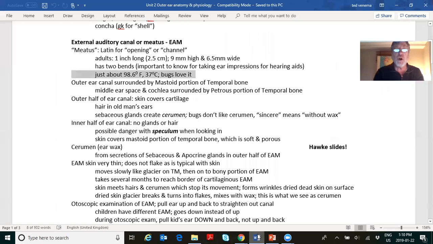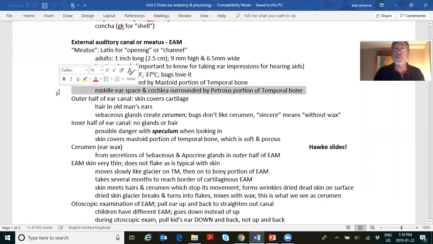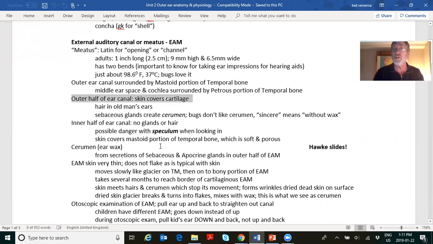Keep reading in the notes. This part of the middle ear space and the cochlea are surrounded by the petrous portion of the temporal bone. And the petrous portion doesn't have holes in it. It's very, very hard and dense. The outer half of the ear canal, the skin covers cartilage.